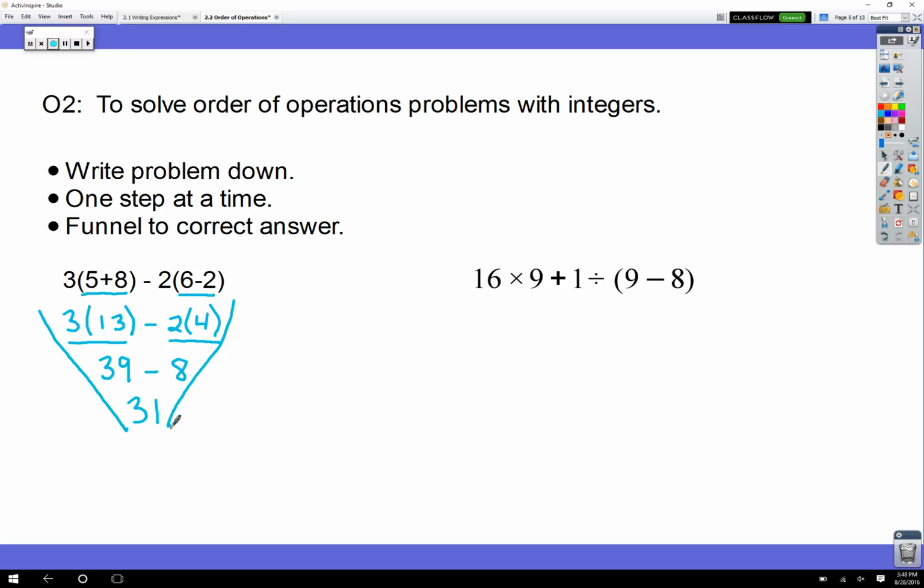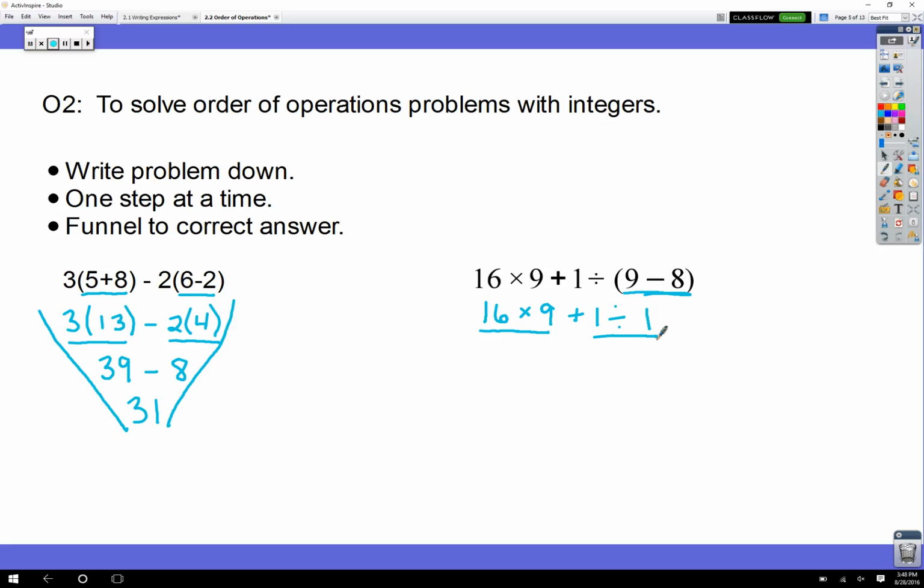PEMDAS tells us we're going to do parentheses first, so the only thing I'm going to do in this step is 9 minus 8. I'm going to write everything else down exactly the way I see it here. 16 times 9 plus 1 divided by, and I could keep my parenthesis here or I could get rid of it because I do have this division sign. So 9 minus 8 is 1. I don't have any exponents, so now I'm going to do multiplication and division from left to right.